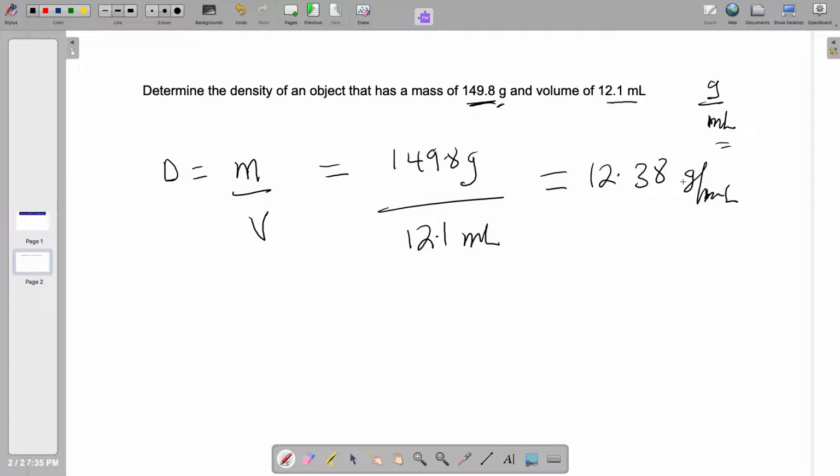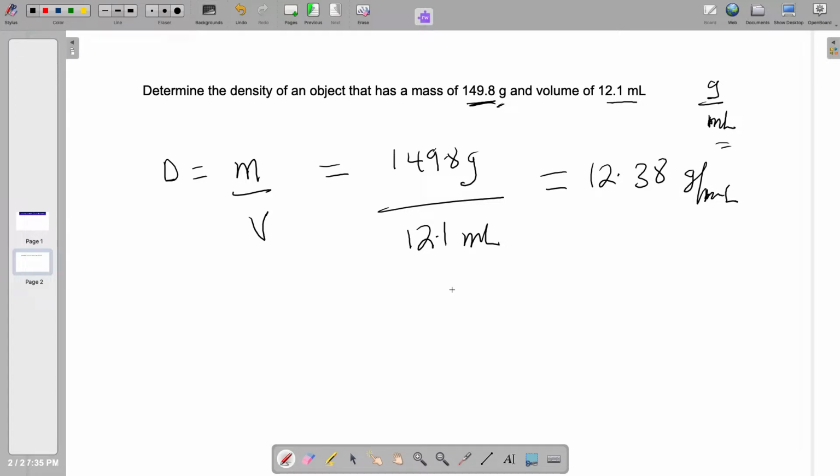If you want to express your number to the correct number of significant figures, you have to look at the numbers that you have in the mass and also in the volume to see which one has the least number of significant figures. You notice that the least number of significant figures is the volume, which has 3 significant figures, and the mass has 4 significant figures. Since the volume is the least precise, our final answer should reflect the number of significant figures in the volume, which is 3.